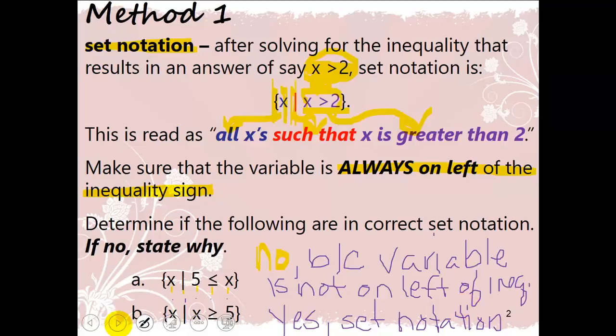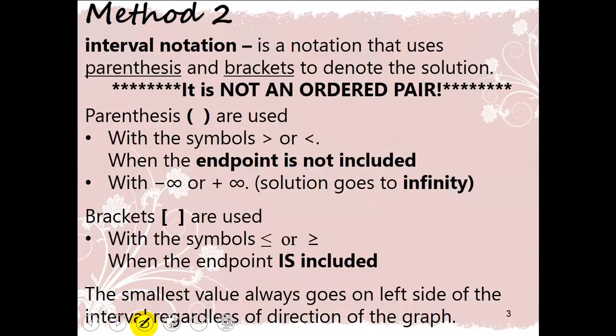The second method we're going to talk about is called interval notation. And interval notation uses a system of parentheses and brackets, not the brace that we saw in set notation, but a bracket. So it's going to use parentheses, or brackets, or a combination of them, okay? It's important to remember that this is not an ordered pair. This is not an ordered pair. And many students, and I get it, it's confusing, but this is not an ordered pair. You're giving a range of values.